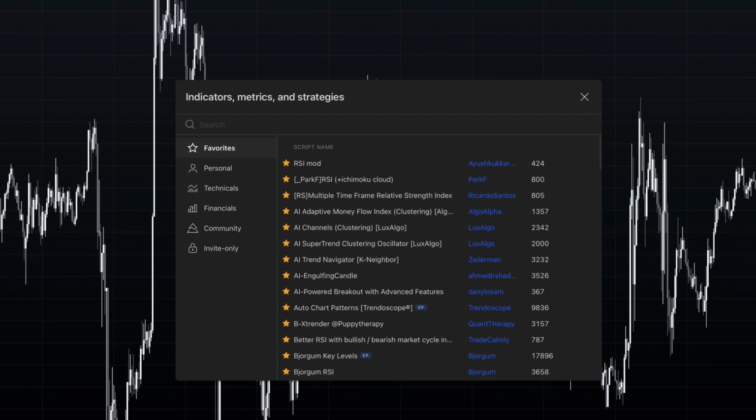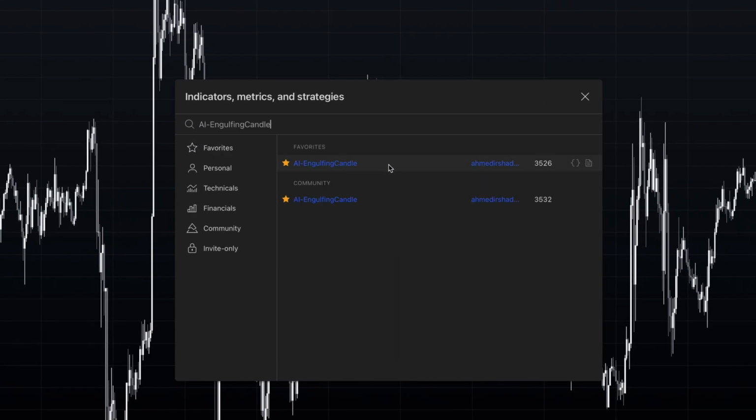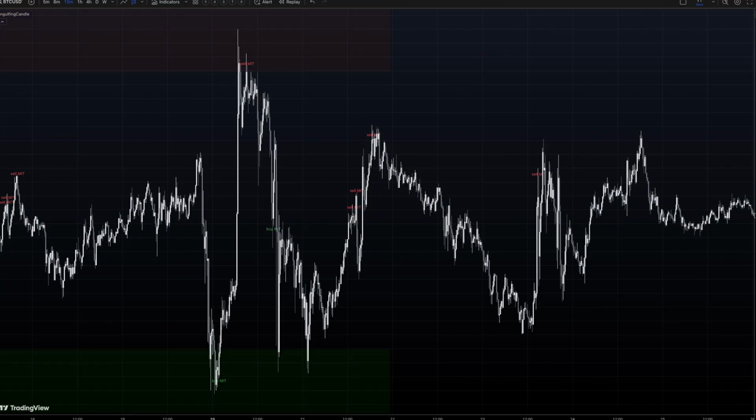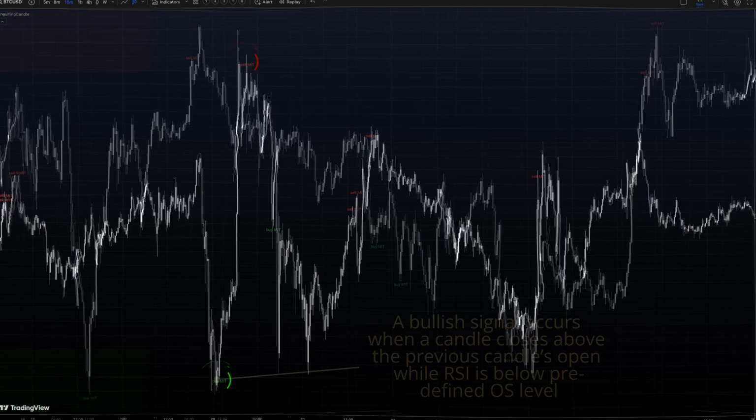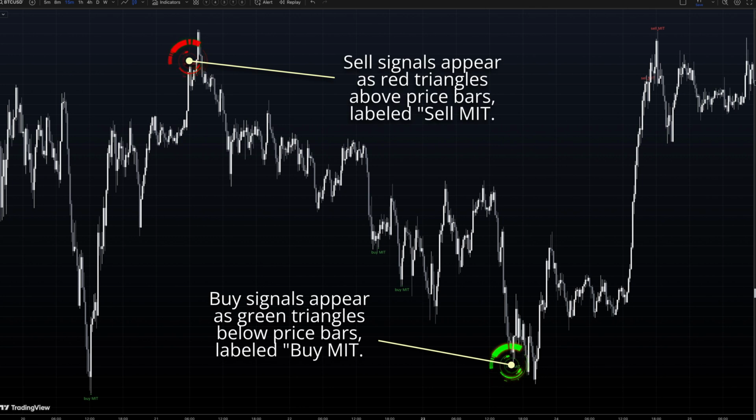This indicator combines the engulfing candle pattern with the Relative Strength Index, RSI, to generate trading signals based on price action and momentum conditions. It identifies bullish signals when a candle closes above the previous candle's open while RSI is in oversold territory below the 30 level, or has been in that range within the last 3 periods. Conversely, it signals bearish conditions when a candle closes below the previous candle's open, while RSI is overbought, above the 70 level, or was there in the past 3 periods. Buy signals are marked with green triangles below price bars, while sell signals appear as red triangles above them, labeled buy and sell, respectively.